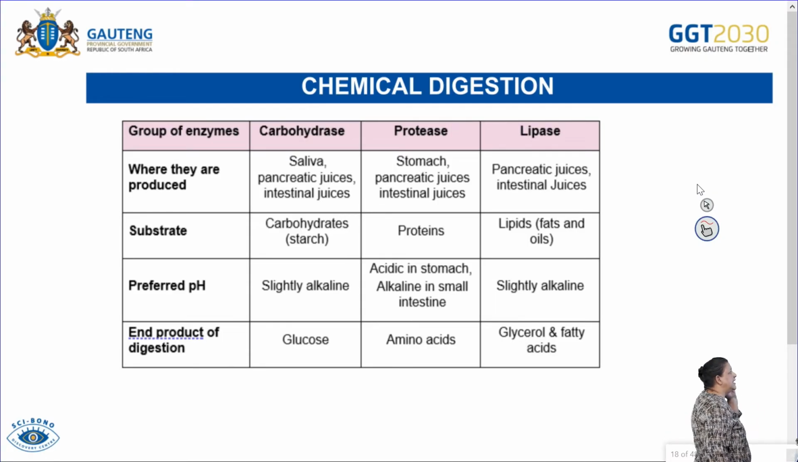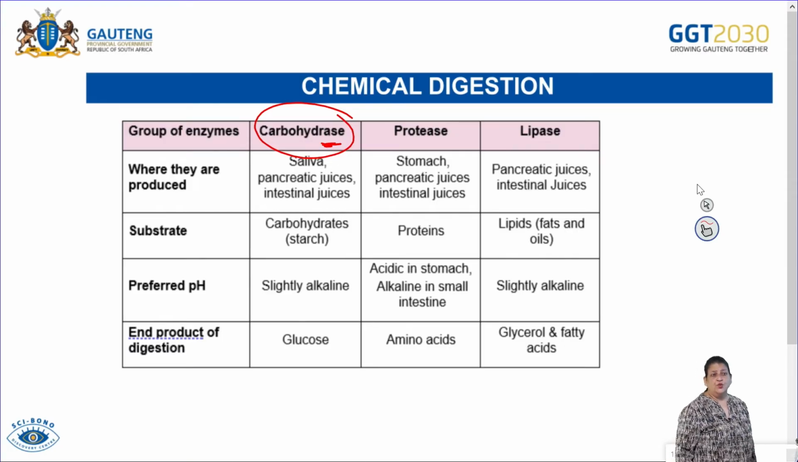So here you can see now the group of enzymes, right, where are they produced? So your carbohydrate enzymes, they are produced in the saliva. Where is saliva found? In the mouth. What produces saliva? Salivary glands. Underneath your tongue, look at your tongue in the mirror, lift your tongue up and you'll see little softish glands under your tongue. That's your salivary glands. And they produce saliva so your mouth is not dry.